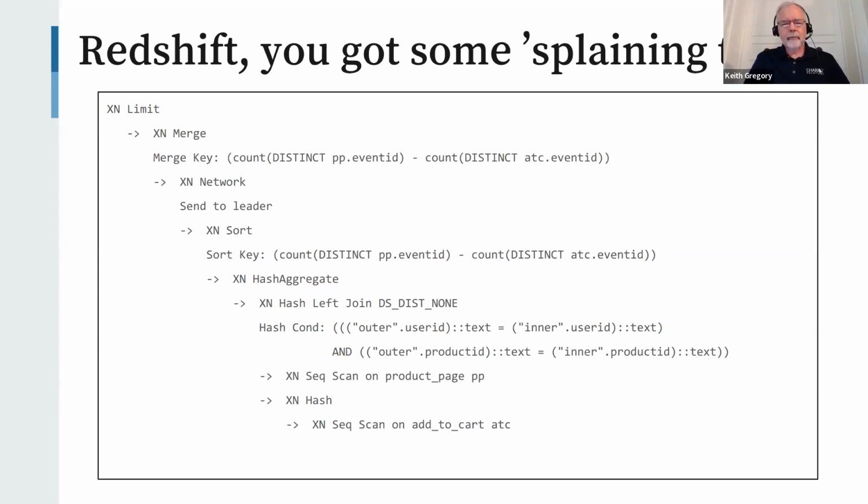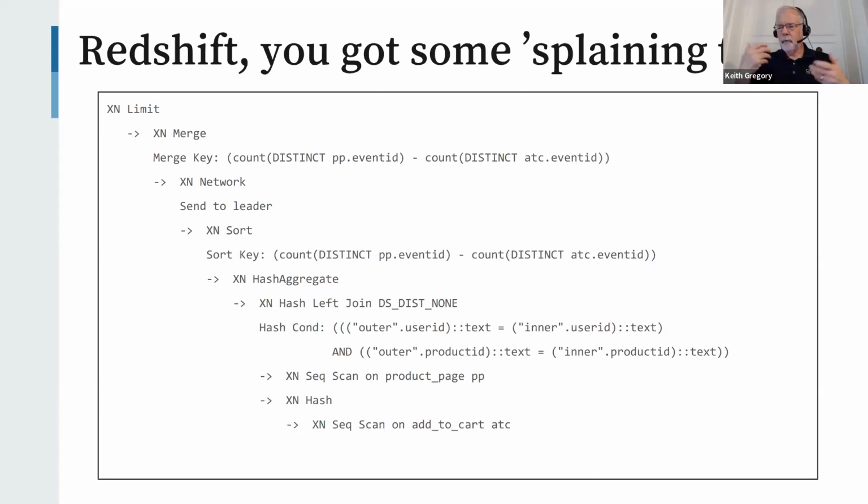And for every row in the product page table, it performs a join, looks in the hash table to try and find a row from the add to cart table. And fortunately here, we have both of them distributed on user ID. So if you look right in the middle of the query, it says we're doing a dist none for the join. Then it aggregates, it sorts by the distinct events, then it sends each node in the cluster's local results back to the leader node.